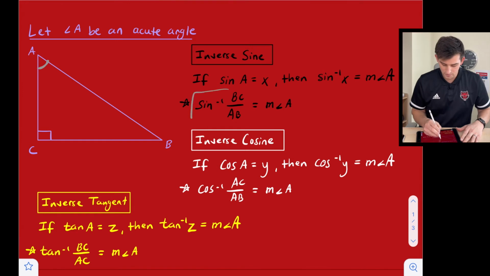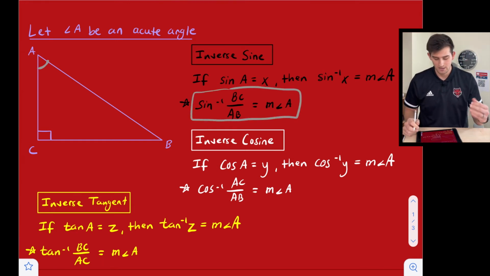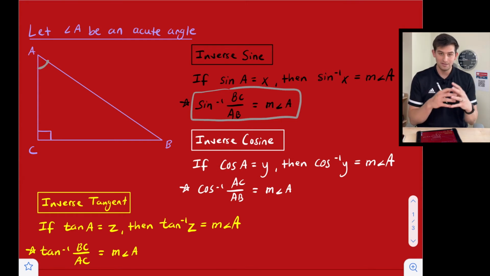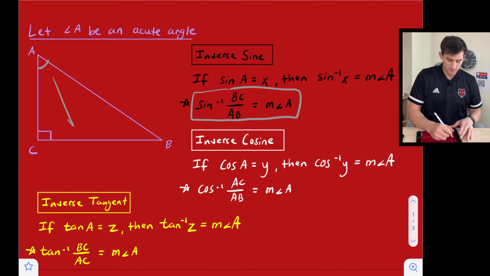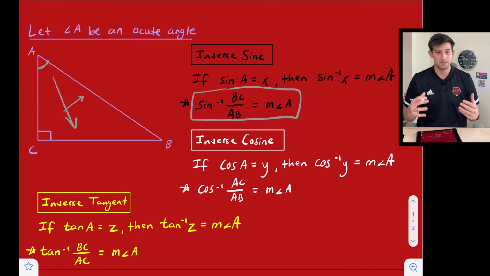Okay, so here is what we would actually type in our calculator to get our angle measure. We would type second sine, that's going to give us inverse sine. And we would do the length of the opposite side, so that's BC in this example, over the hypotenuse, which is the side opposite the right angle.